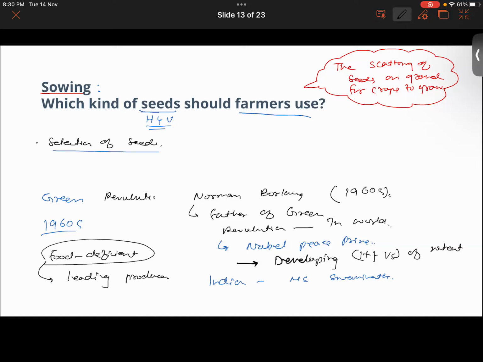There were several objectives of the Green Revolution also, but we need not go into that. So this was about the Green Revolution. In the next class, we'll be talking about the methods of sowing seeds. Each one of you study the different methods of sowing seeds. Also, there will be a 5 to 10 minute MCQ test. I'm telling you earlier, there will be 10 MCQ questions.